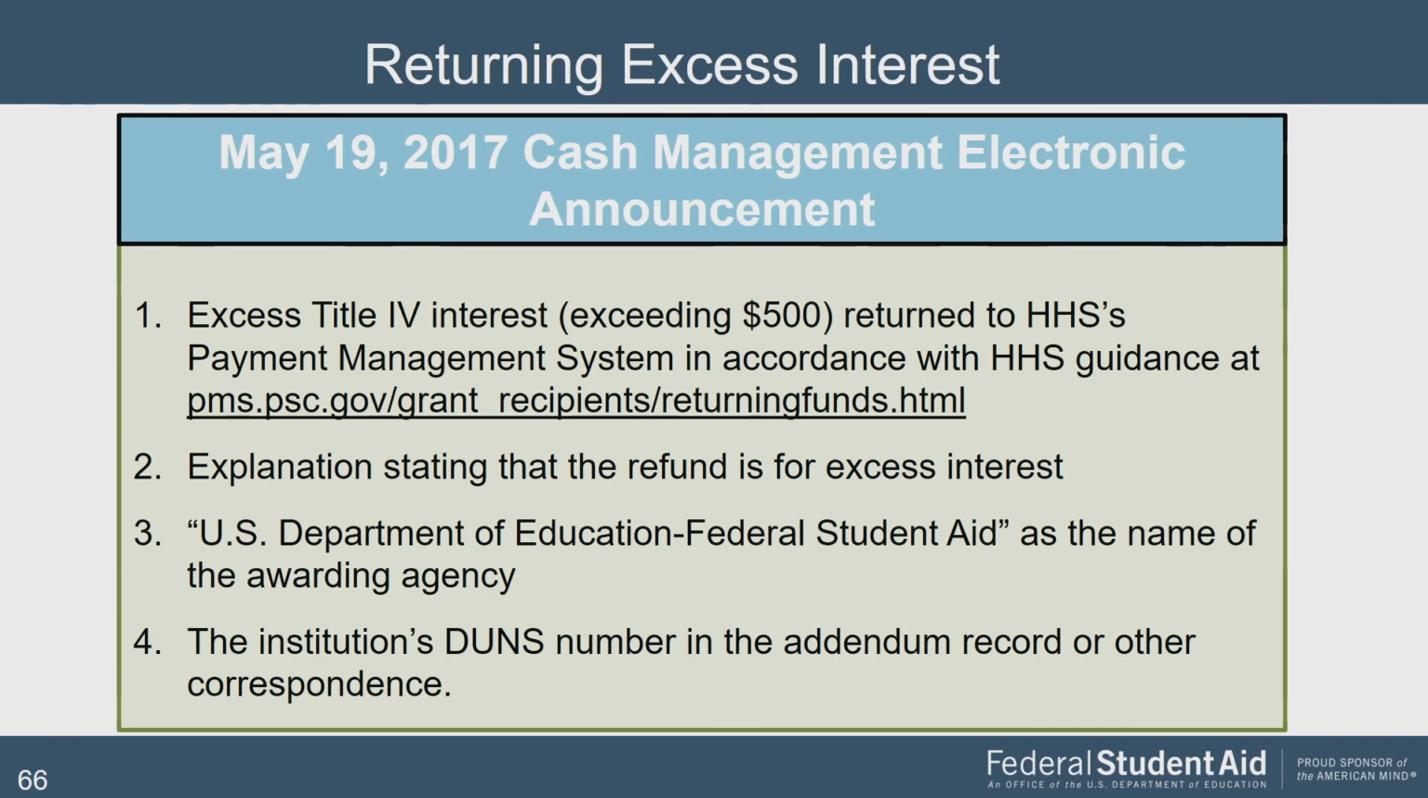You are making sure it's identified as U.S. Department of Education, Federal Student Aid, because this procurement system involves anything that comes from the U.S. Treasury. It could be from any department, any area, and you're including your DUNS number on it.